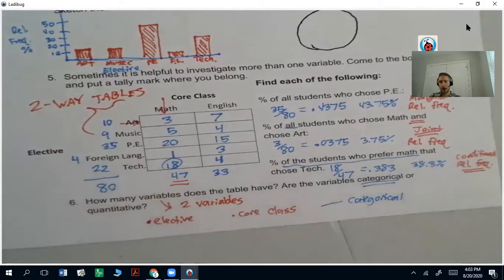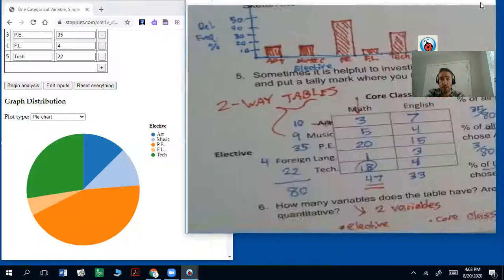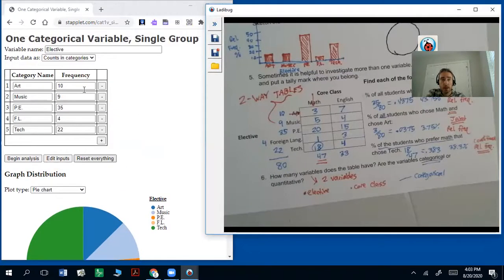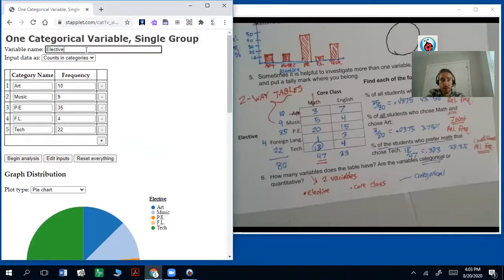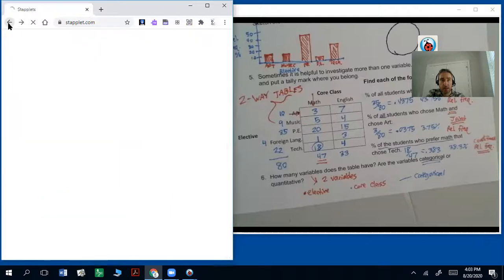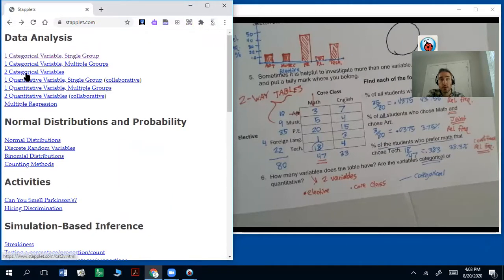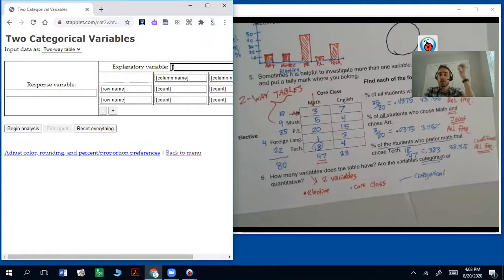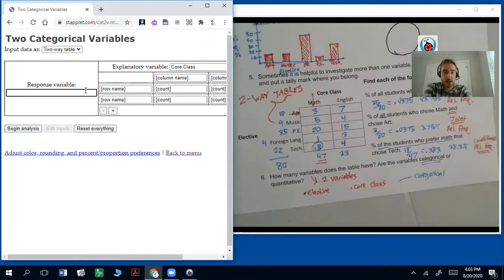So let me go back to Saplit now. We've got some data we can put in. And I'm going to change all my stuff here. We'll go to saplit.com. We're going to do two categorical variables. And they're going to ask for explanatory and response. We don't need to know what those are right now, but we do want to keep the table similar. So I'm going to say core class. And I'm going to say elective.